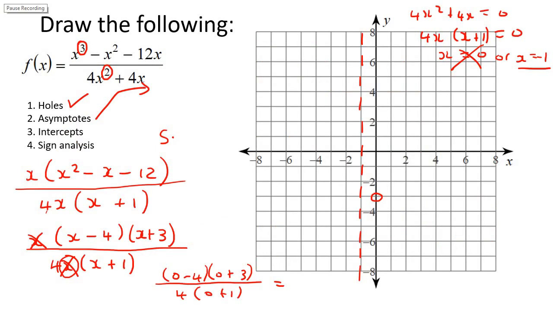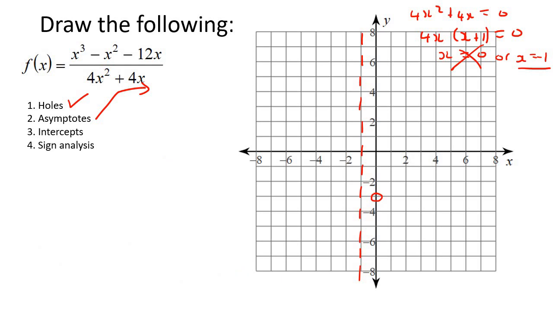Alright, so to work it out, you're actually going to have to use division. Yeah, I know, not the greatest, but we have to do that for slanted asymptotes. So you're going to do division. You're going to say x cubed, take away x squared, take away 12x, and you're going to divide that by 4x squared plus 4x.